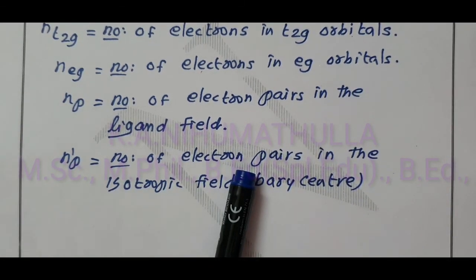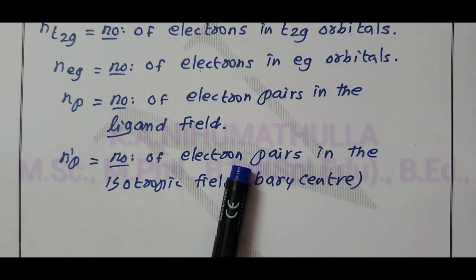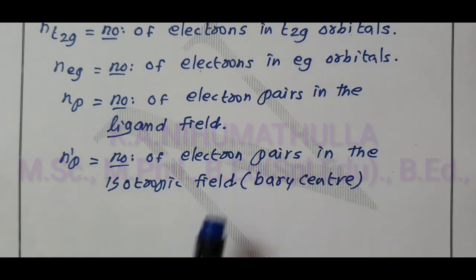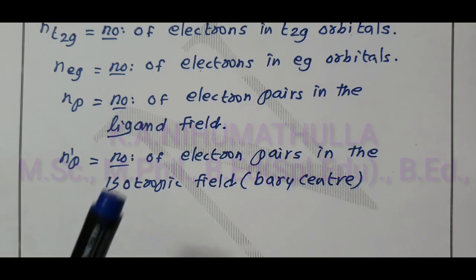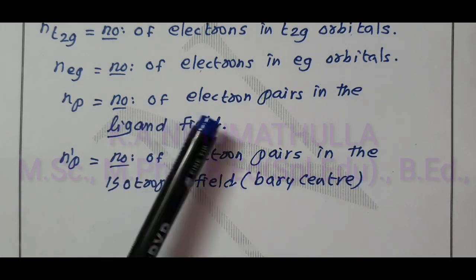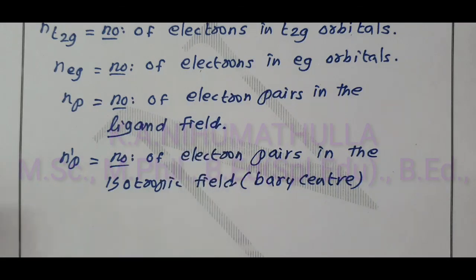By calculating the crystal field stabilization energy, those complexes having low CFSE are the preferable ones. So this is about the distribution of d electrons in octahedral complexes and also the crystal field stabilization energy.